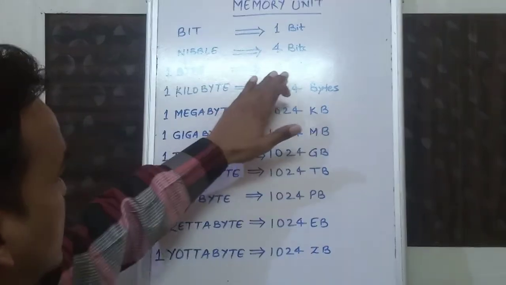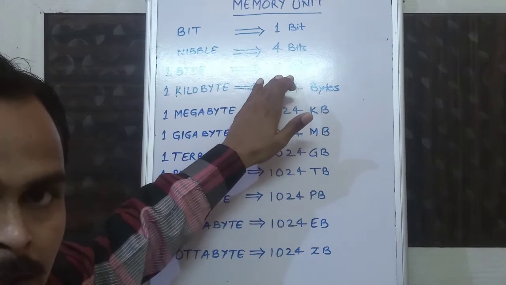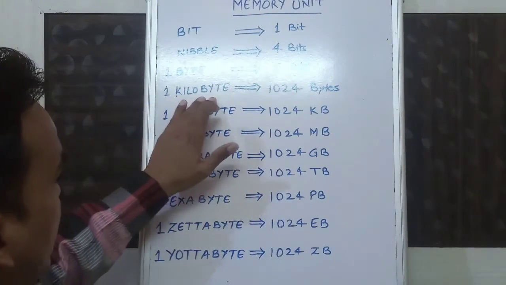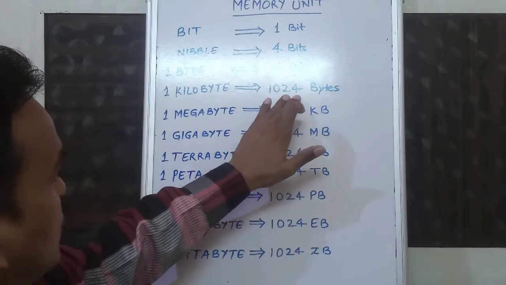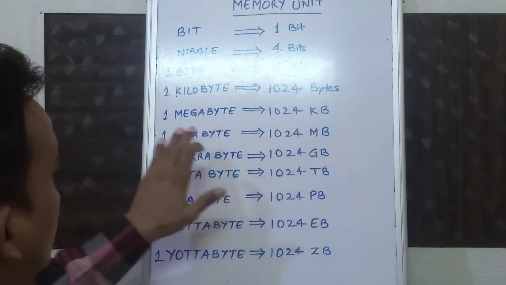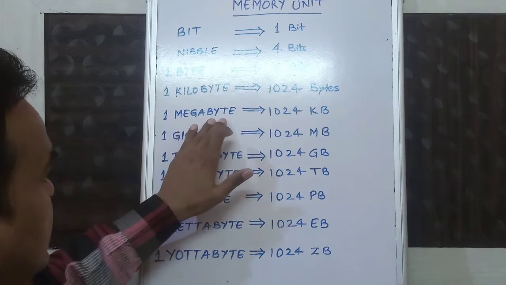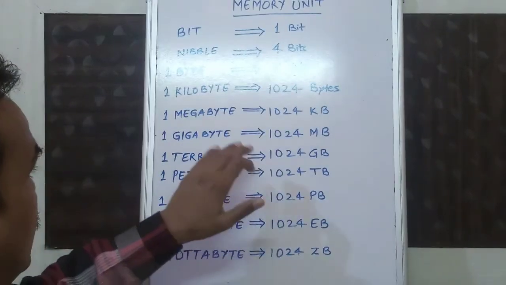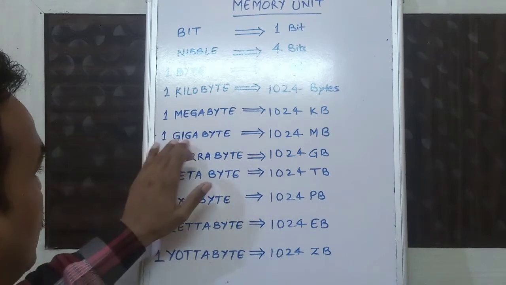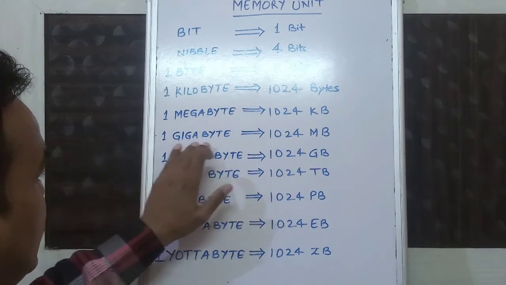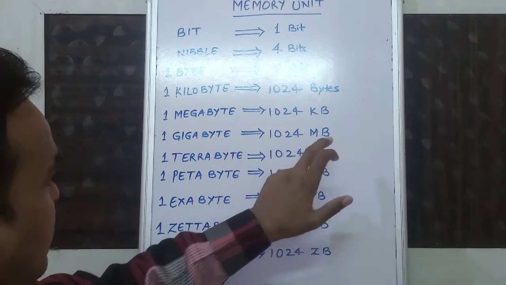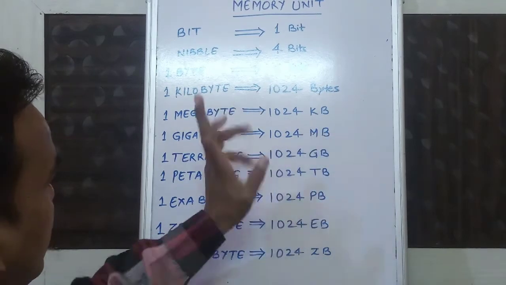So 1 byte equals 8 bits. Next one is kilobyte. So 1 kilobyte is equivalent to 1024 bytes. Next is 1 megabyte. So 1024 KB is equivalent to 1 megabyte. Next one is 1 gigabyte. So 1 gigabyte is equivalent to 1024 megabytes. MB is a short form of megabyte.